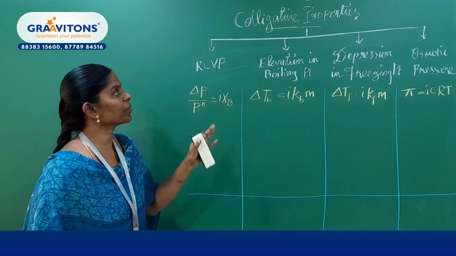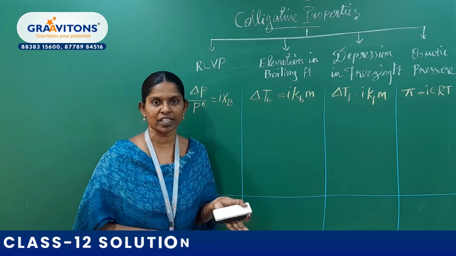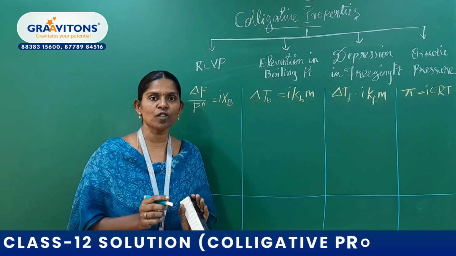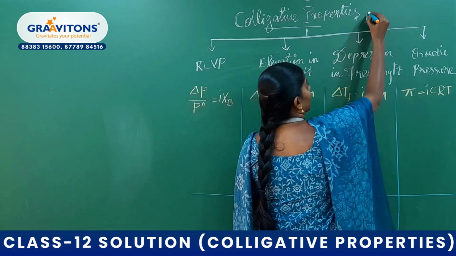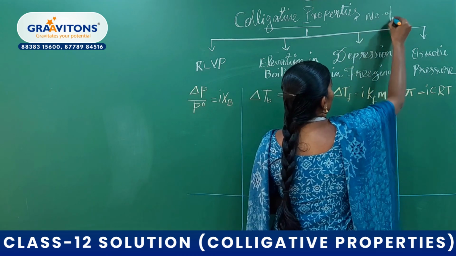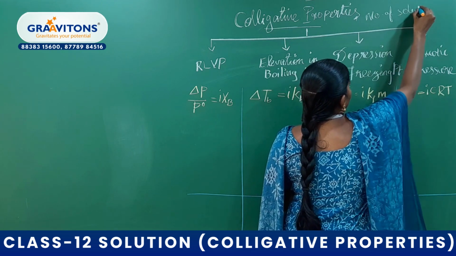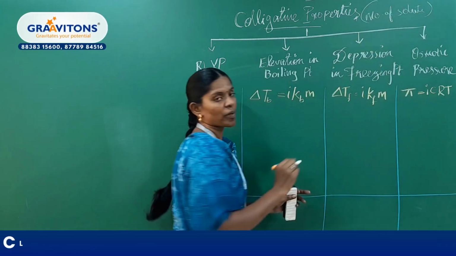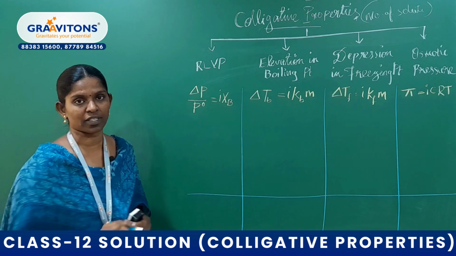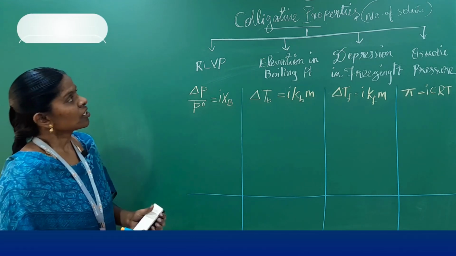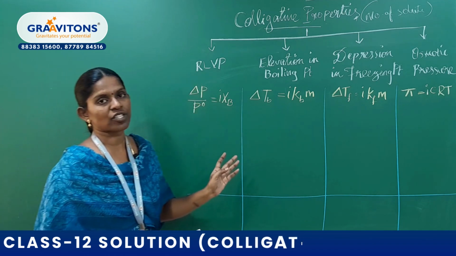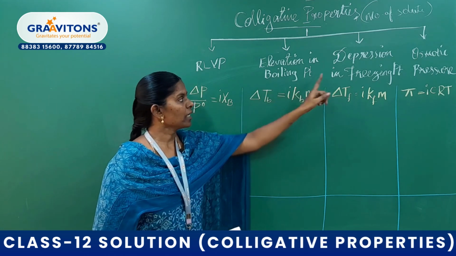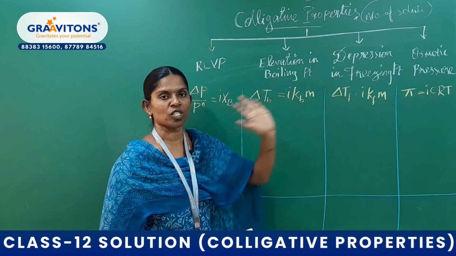So here, we know what colligative properties are, right? The properties of a solution which depend on the number of solute particles are said to be colligative properties. Here we have four colligative properties: relative lowering of vapor pressure, elevation in boiling point, depression in freezing point, and osmotic pressure.